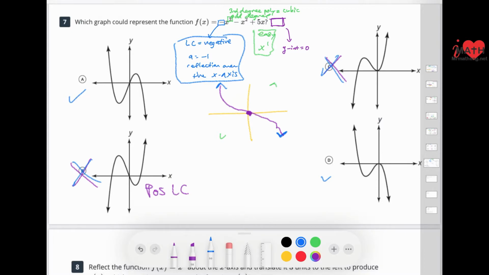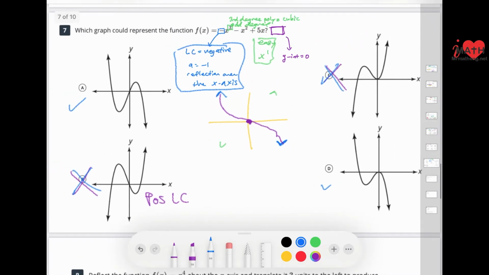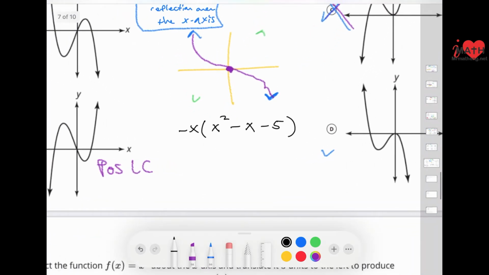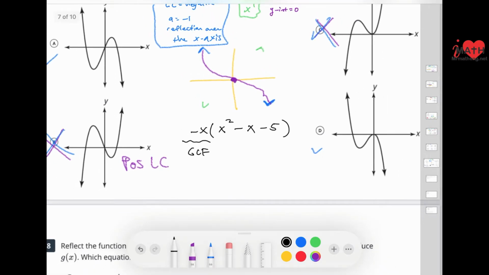So either A or D would be okay so far. And let's see if I can work with it a little bit. Let's factor out a negative x. If I factor out a negative x, I will get x squared minus x minus 5. What I did, I just took out a greatest common factor. What's important in this part is that this has a multiplicity of 1.